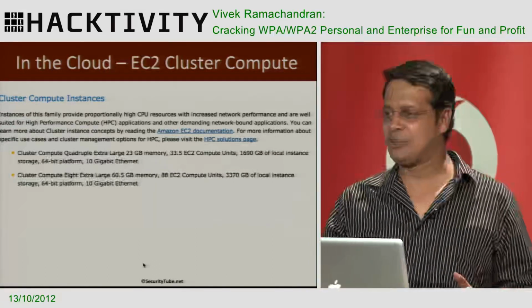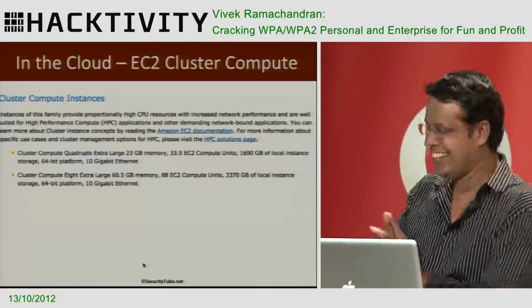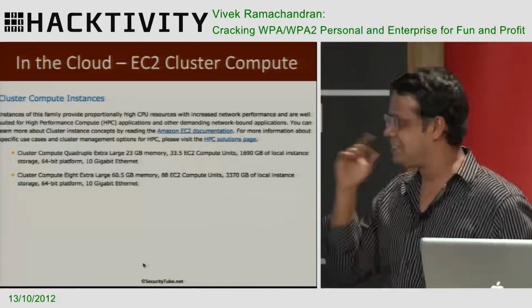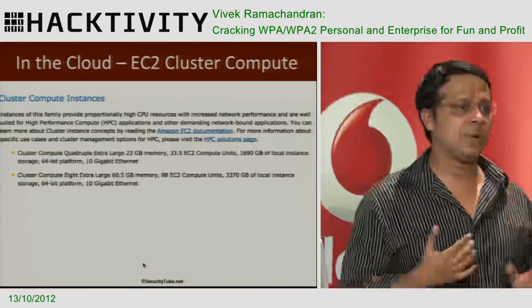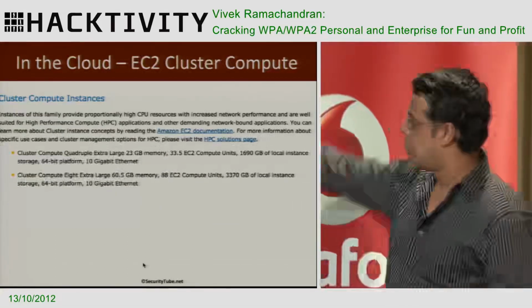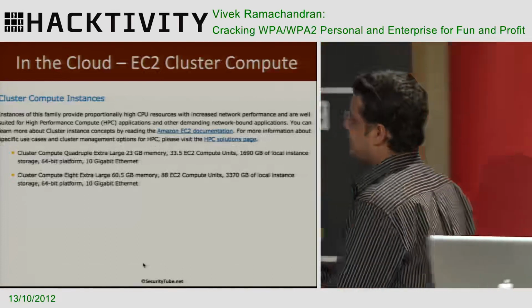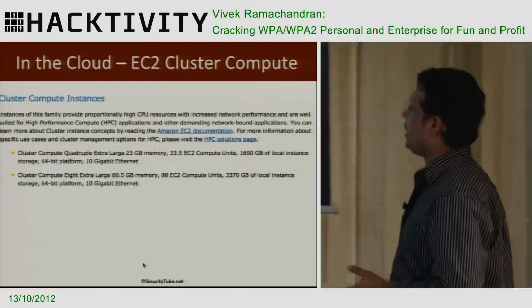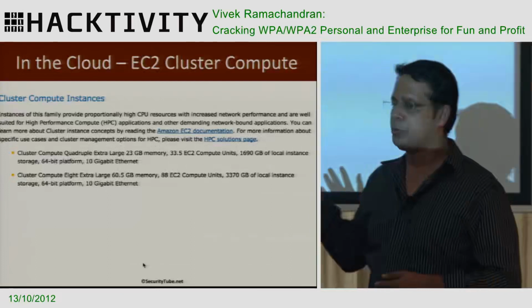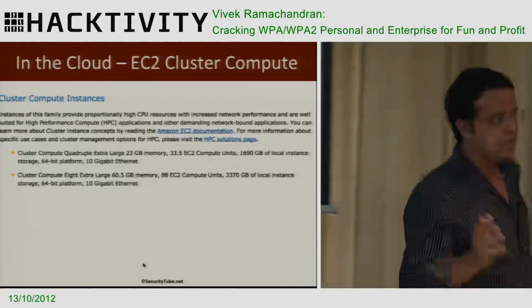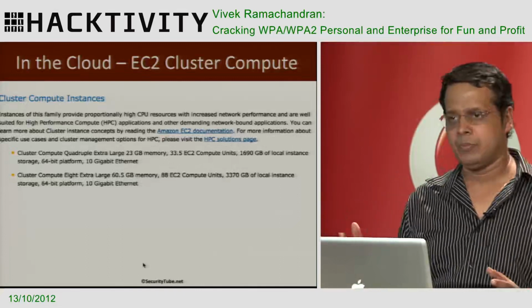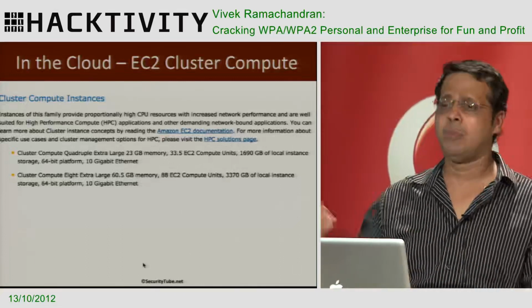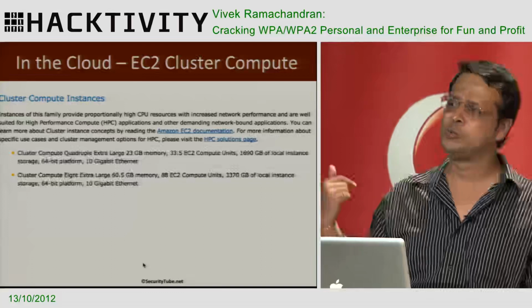Are you a sponsor to the conference? Okay. So this is where you can actually use cluster compute instances on places like Amazon, right? Now, a sample instance is 60 gig of memory, 88 EC2 compute units, right? And basically, you can stack all of them up and distribute the tasks. How much do you think this costs to use for an hour?